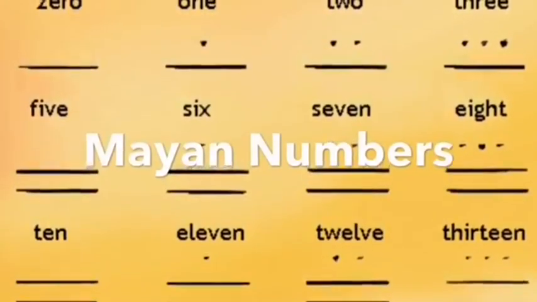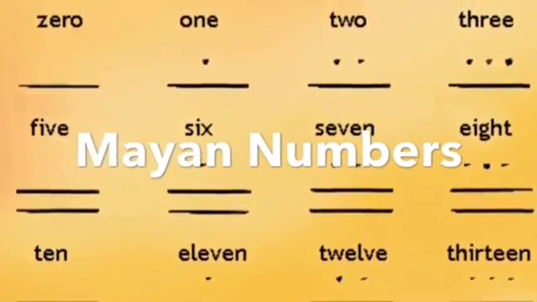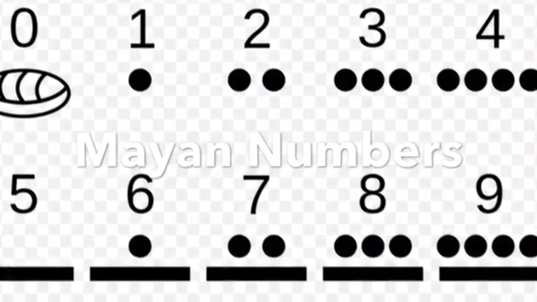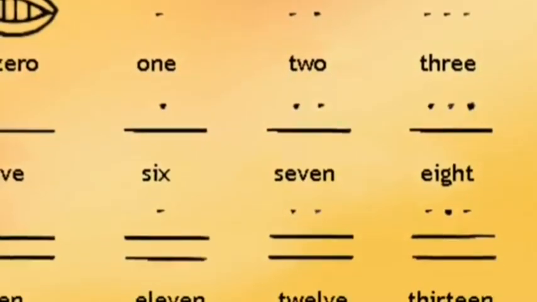The Mayans also developed an advanced number system. They used three symbols: a dot for the number 1, a bar for the number 5, and a shell-like symbol for 0. They understood the concept of 0 far before anyone else did in Mesoamerica. Pretty interesting.